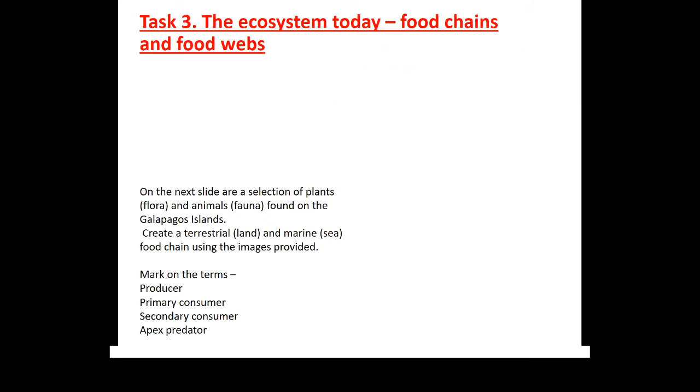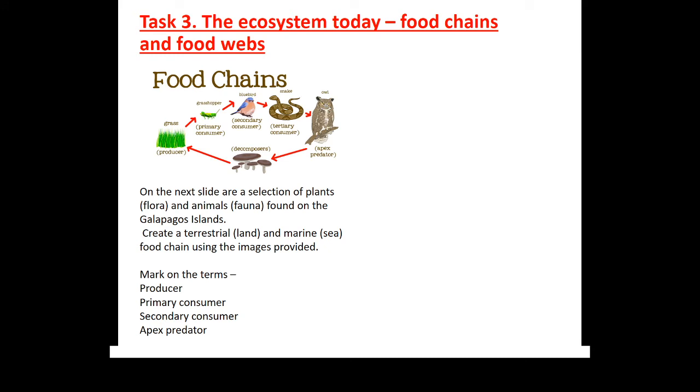Okay, welcome back. Our next task is to think about, if we now know how plants and animals arrived at the Galapagos, then how do they now interact? It's that interrelationship aspect of geography, how things depend on each other. And one of the key things there is food chains and food webs.